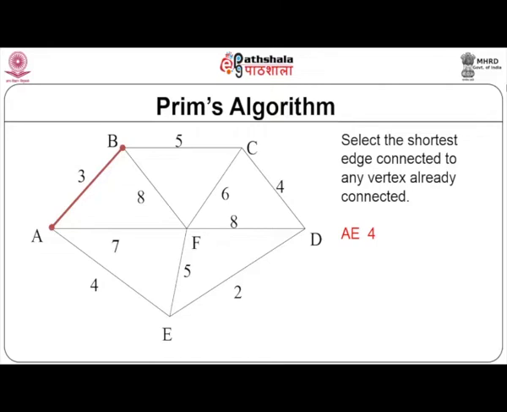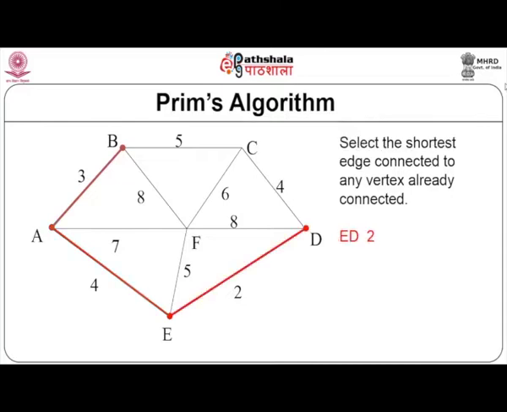Here we have A and B already connected. So, you have to select the shortest edge connected to any of the vertices. To B you have 5 and 8, for A you have 4 and 7. So, you have to select AE. So, AE is selected. Now, you have B, A, E. Now, you have to check. To B you have 5 and 8 connected, to A you have 7 connected, and to E you have 5 and 2. So, which should you select? You should select ED. That is the one that will be selected next.